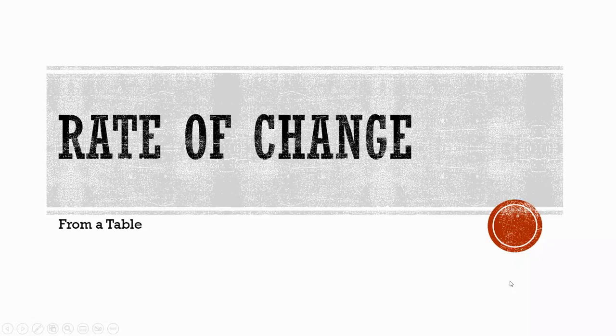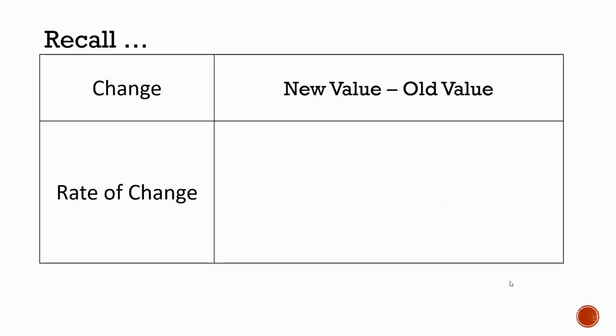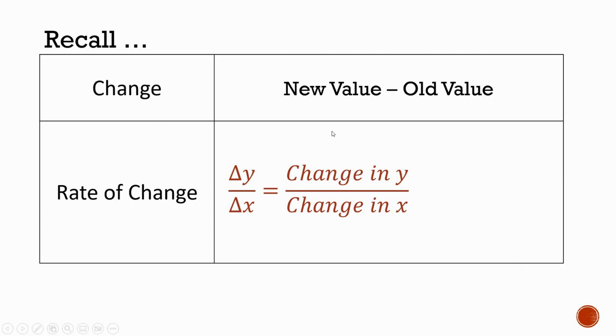Okay, guys, today we are looking at the rate of change from a table. Recall that change is new value minus old value. We have a new value, we had an old value. The rate of change is delta y over delta x.